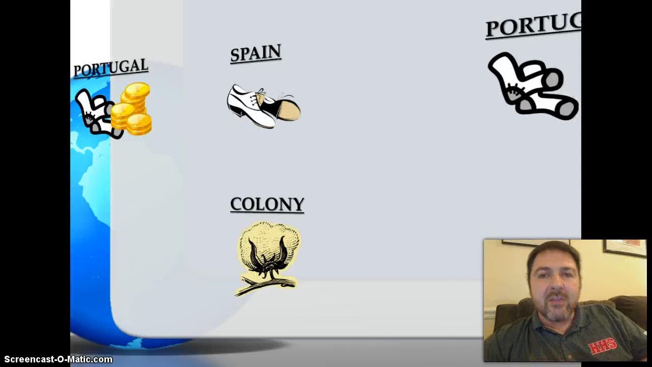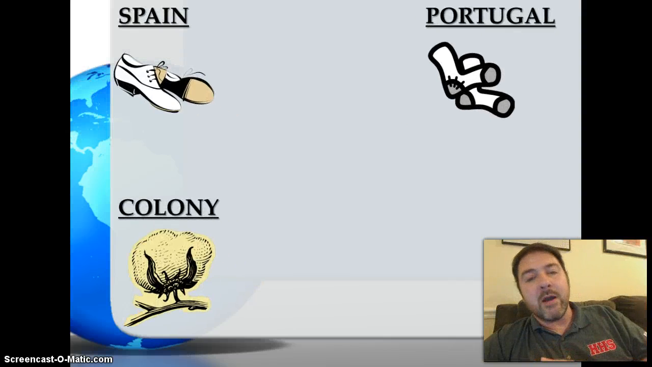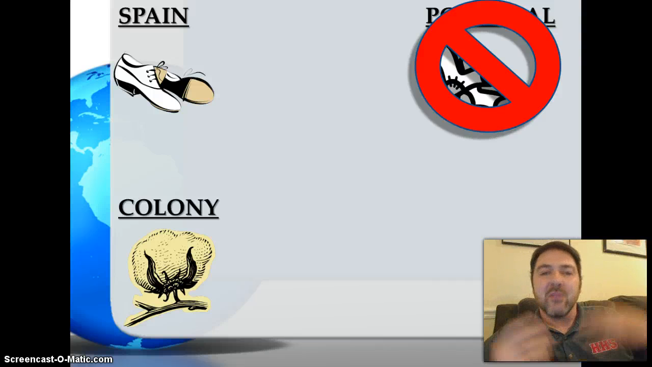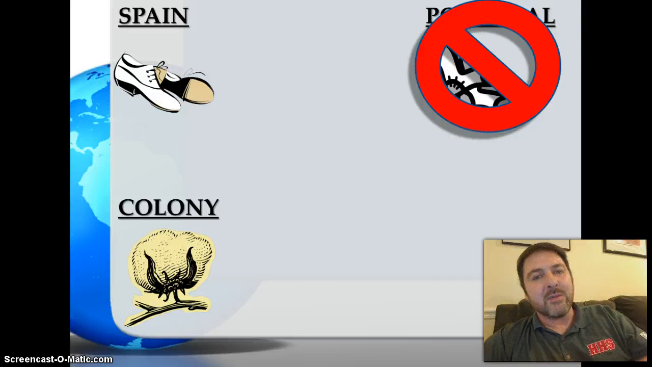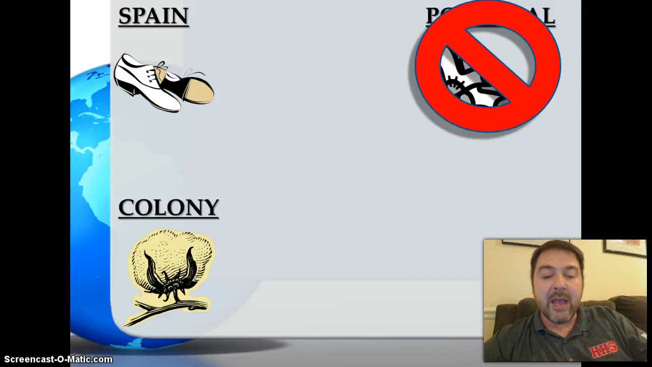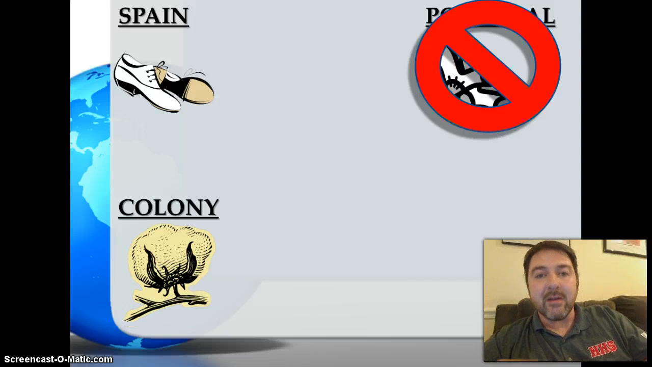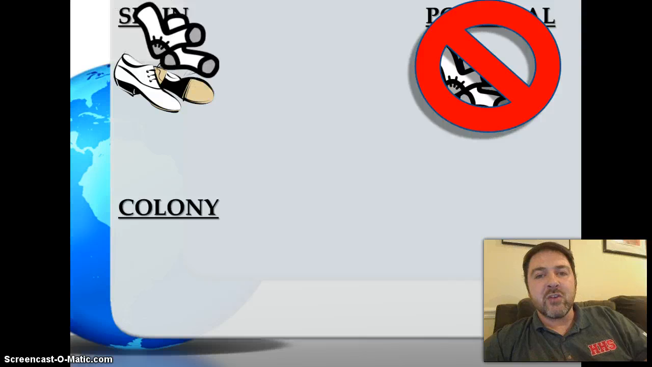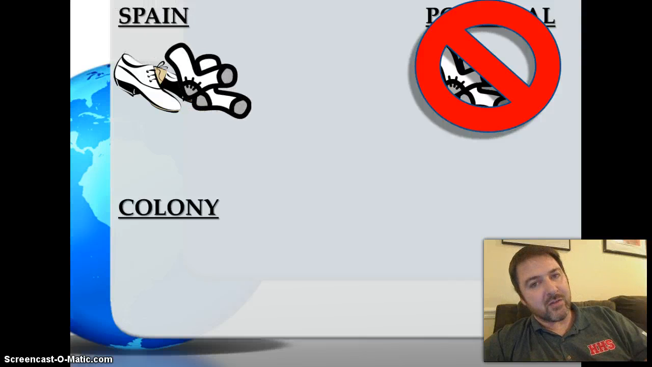In a mercantilist world, though, they wanted to keep all the money in their country. Spain doesn't want to do business with Portugal or any other country. Instead, Spain says the reason we're not making socks is because we don't have the cotton to make it. So Spain's going to go out and find a colony, a piece of land that does have cotton. The colony supplies the cotton to Spain, and Spain, wanting to be self-sufficient, then makes its own socks.